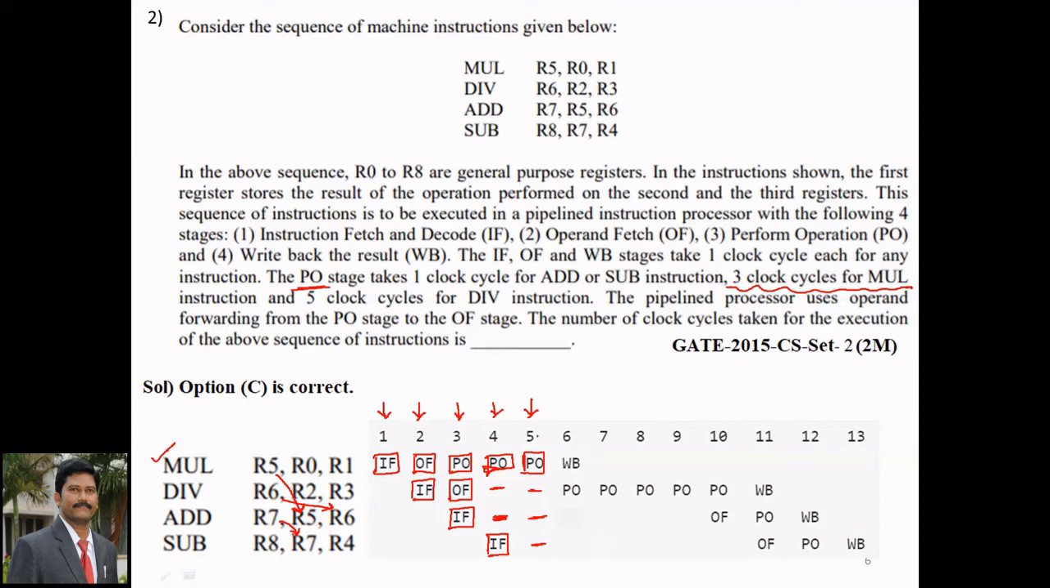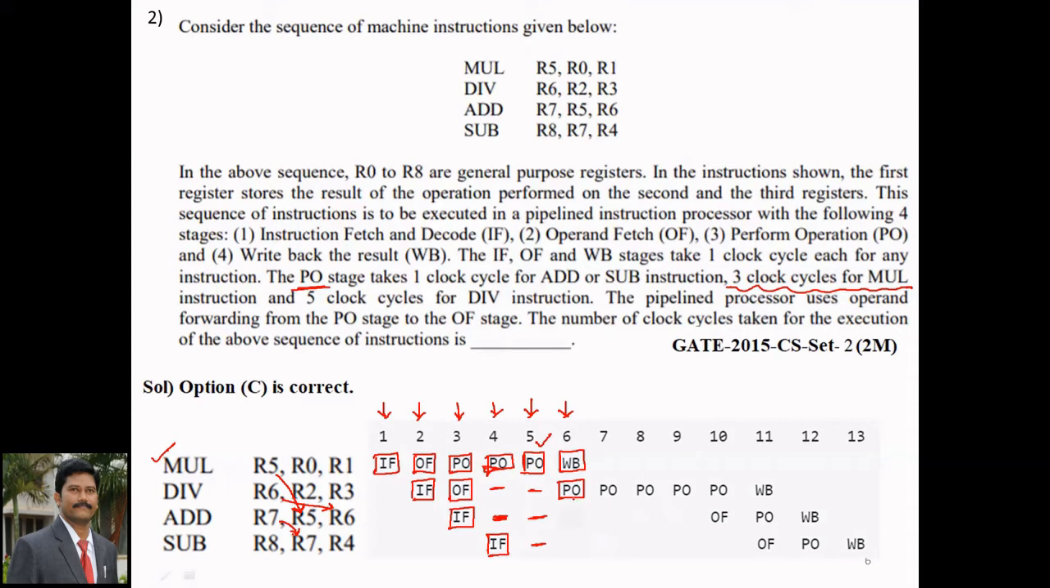Right? This is the fifth clock cycle. At the sixth clock cycle, what happens? PO of multiplication is completed. PO1, PO2, PO3. So 3 clock cycles completed, and the result is written back to R5. At the same time, since PO is completed, because there is no data dependency between multiplication and division, directly the division instruction's perform operation will be started, because this is free here.